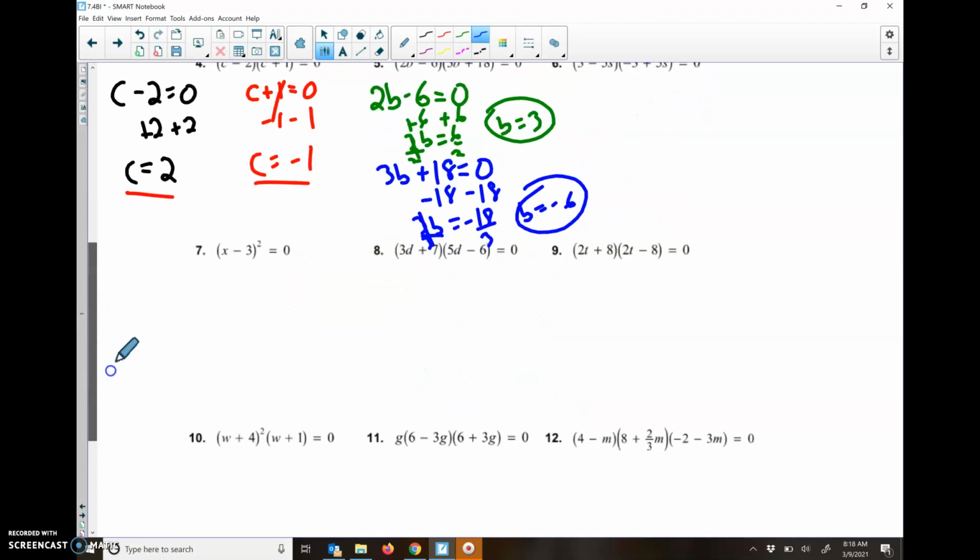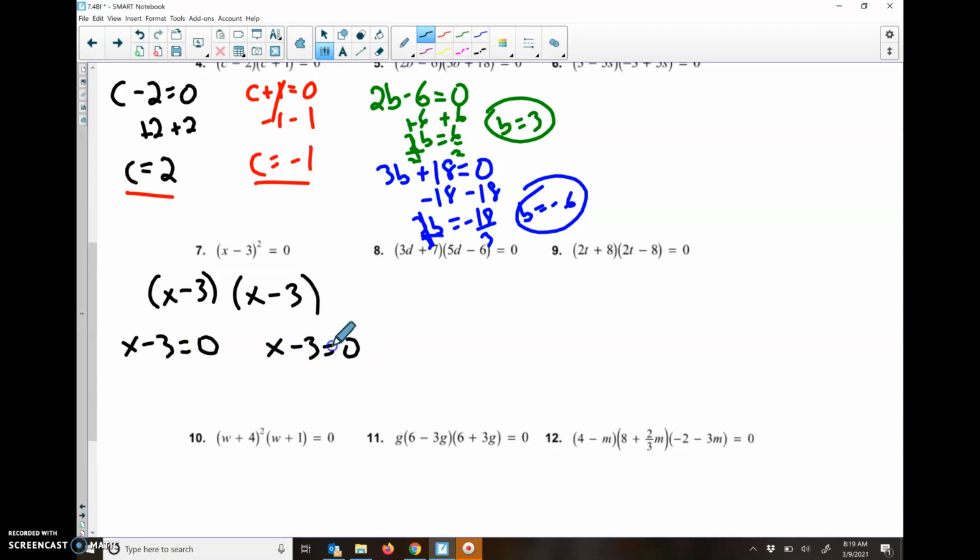Okay. 7 kind of looks a little trickier, even though it's kind of actually easier. So that just means x minus 3 squared. So that means x minus 3 and x minus 3. So set both of them to 0, and you'll quickly realize that it's the same answer. So x minus 3 equals 0, and x minus 3 equals 0. So add 3 to both sides. So x equals 3 for the first one. So x equals 3 for the second one. So really, you just have one answer. You don't have to put in 3 twice. X is 3.